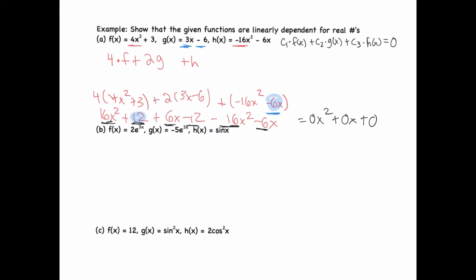If I take 4f plus 2g plus h, I end up getting 0. I probably should have written that. Then, boom.